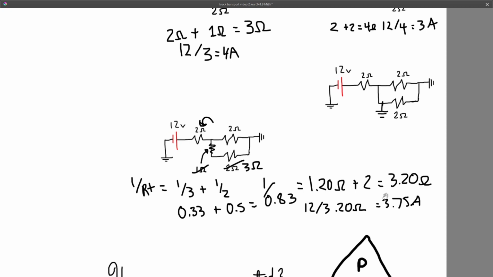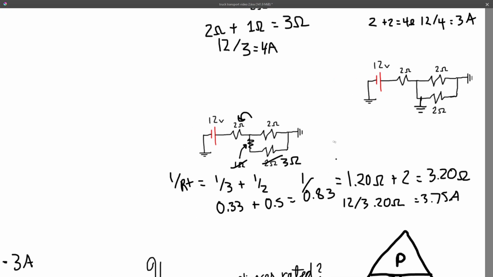And how much amperage is flowing into each side of the parallel circuit is where things get tricky. To calculate how much amperage is flowing into each side of the parallel circuit, first you must calculate the voltage drop across the first resistor. To calculate the voltage drop across the first resistor, we multiply our 2 ohms of our first resistor by 3.75, which is our total circuit amperage, which will give us a value of 7.5, I believe. Let me double check. Yeah, 7.5. And that is the voltage drop across that resistor.